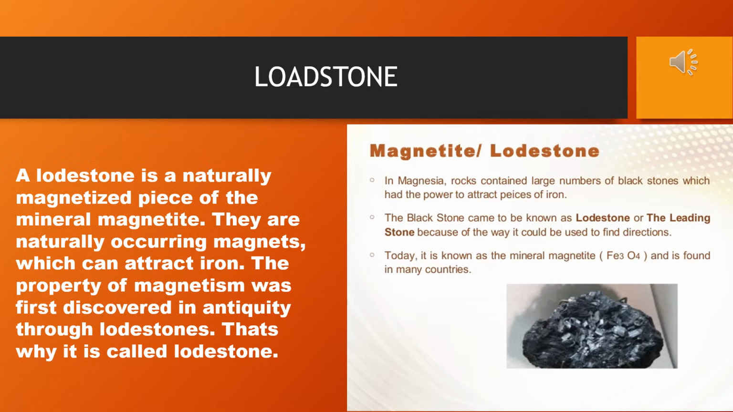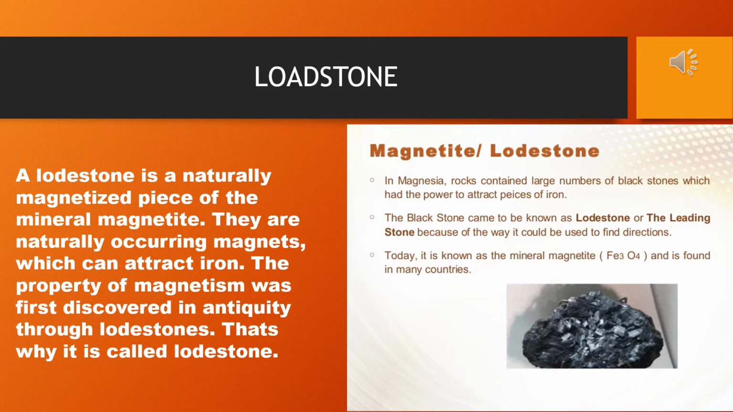See in the diagram, in Magnesia, rocks contained large numbers of black stones which had the power to attract pieces of iron. The black stone came to be known as lodestone or the leading stone because of the way it could be used to find directions. Today it is known as the mineral magnetite, that is Fe3O4, and is found in many countries.